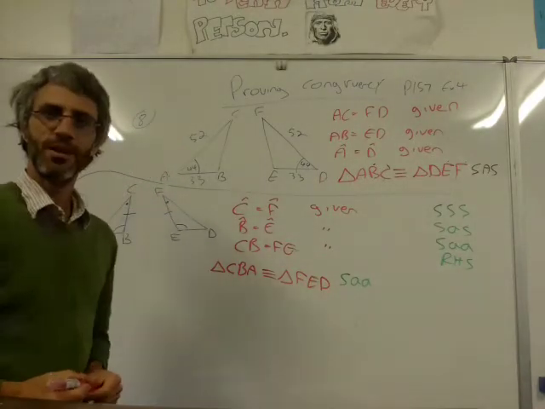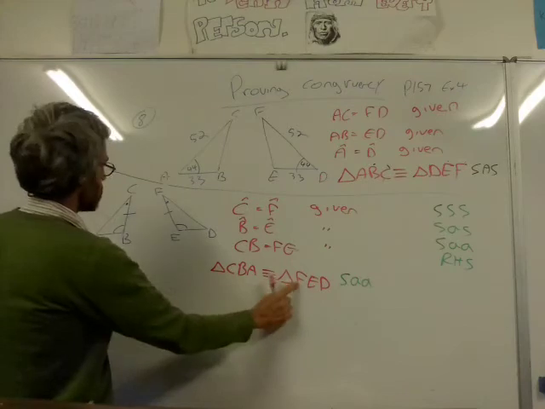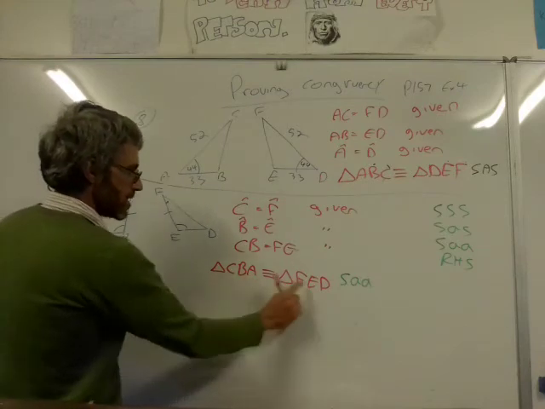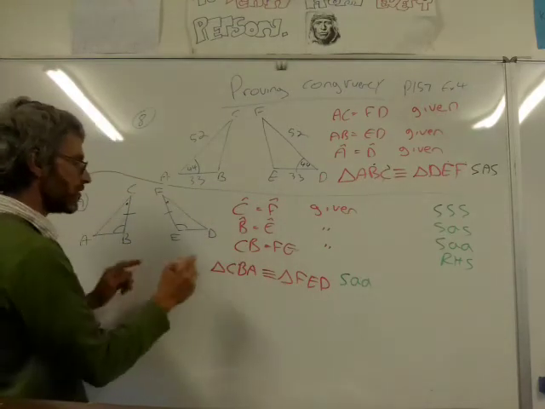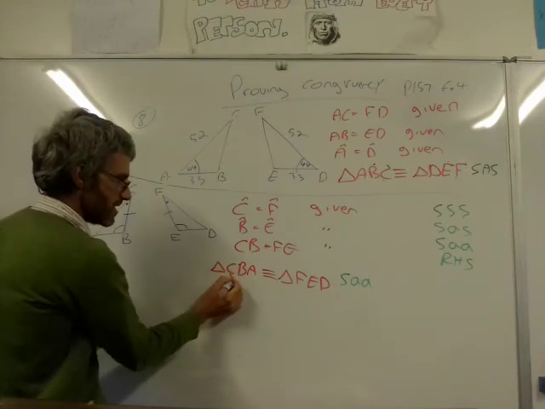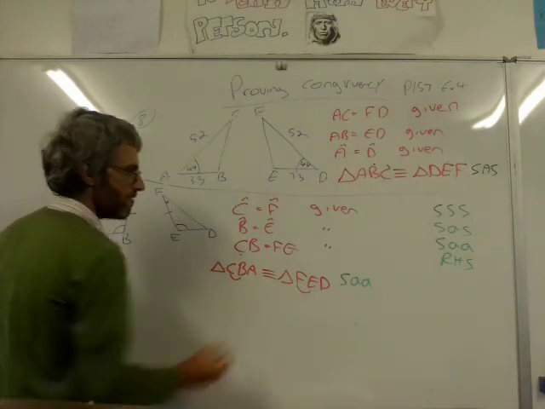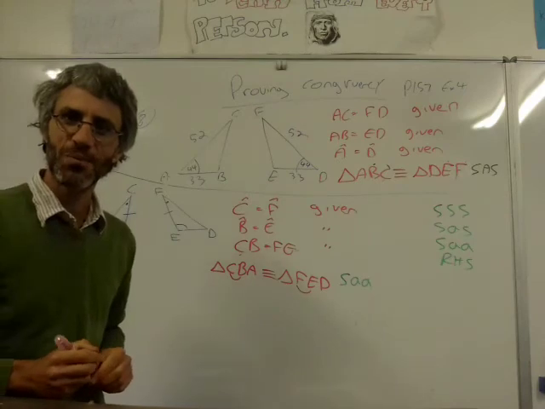And that's it. Just quick check. C is equal to F, correct. B equal to E, correct. And then we've got a side that is equal. Look at this. BC equal to FE. Yes, that's just what it needs to be.